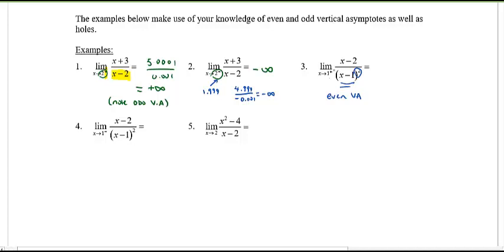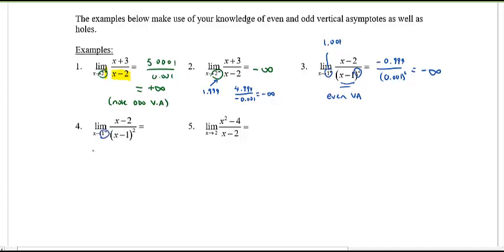If I calculate the one from the right in this case, positive 1 from the right is like 1.001. If I were to subtract 2 off of that, I get negative 0.999. And then 1.001 minus 1, that's 0.001. All squared is really small. This is negative infinity. Okay? Negative infinity.